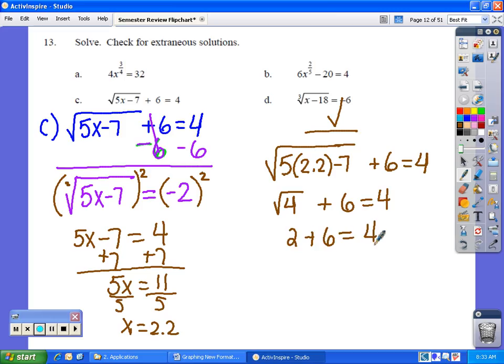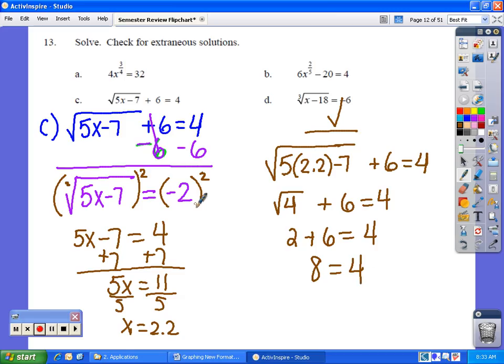Uh-oh. Now I know that 2 plus 6 is not equal to 4. It's equal to 8. So since 8 and 4 are not the same thing, that means we have an extraneous solution. It doesn't mean that we did anything wrong. All of our steps and procedures are correct.